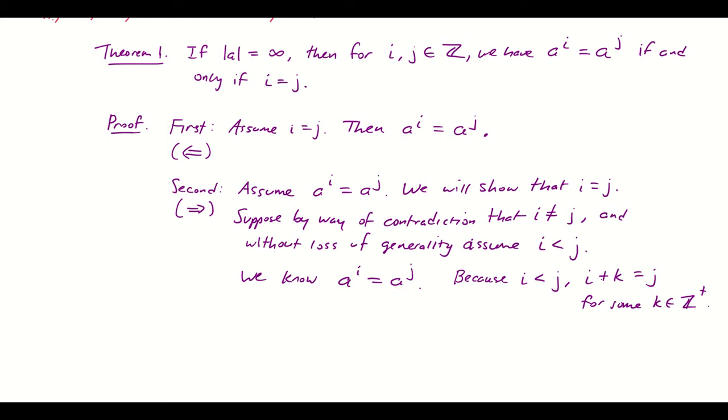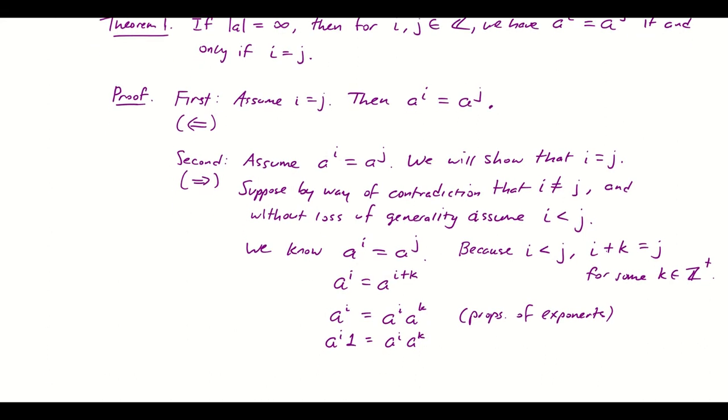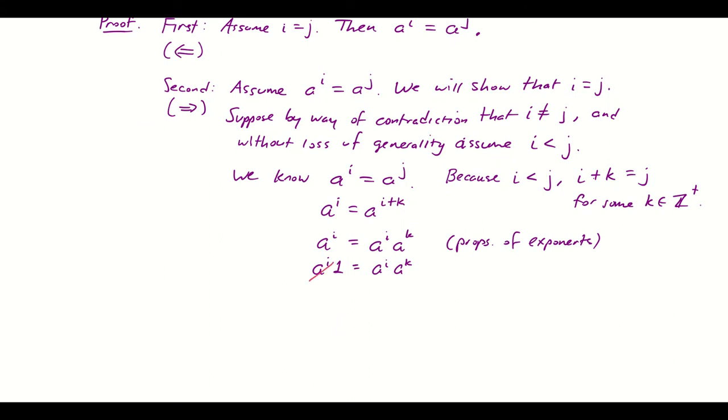And what's going to happen is, well, let's just see. So that means that a to the i is equal to a to the i plus k, because that's what j is. And that means that a to the i equals a to the i times a to the k by properties of exponents. But then look at this. I'm going to make one more little step here to make this as seamless as possible. I'm going to put an identity over there on the left, because now what that's going to allow me to do is use left cancellation to get rid of a to the i. So by left cancellation, or if you like doing it the long way, you can just multiply on the left on both sides by a to the negative i. By left cancellation, 1 is equal to a to the k.